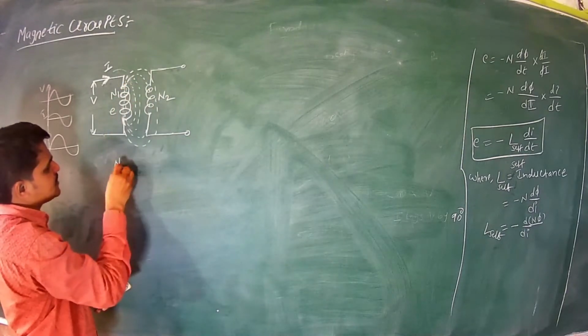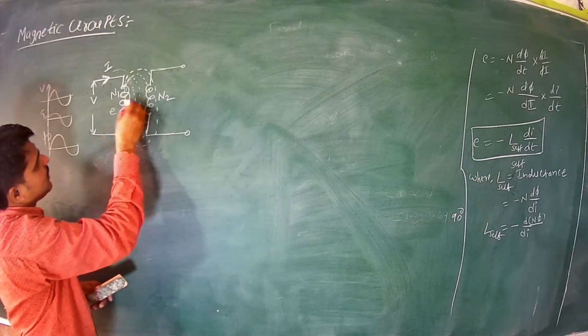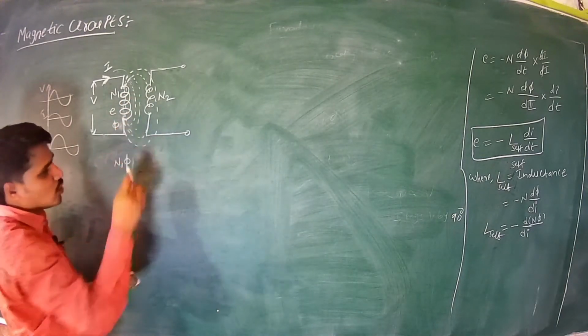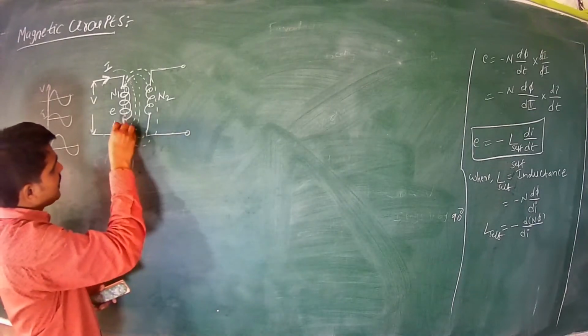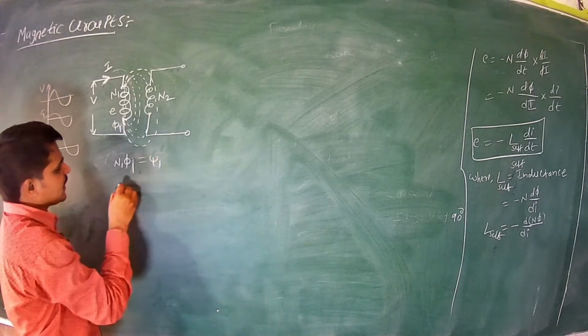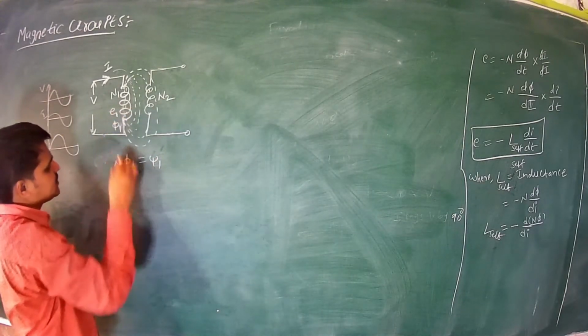So flux linkage takes place means N1 into phi1. Let us say the flux generated is phi1, because there is only one flux here. N1 into phi1 is called flux linkage. So the rate of change of flux linkages induces an EMF in coil 1, that is E1.